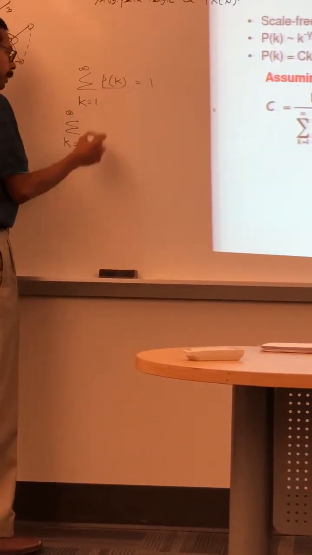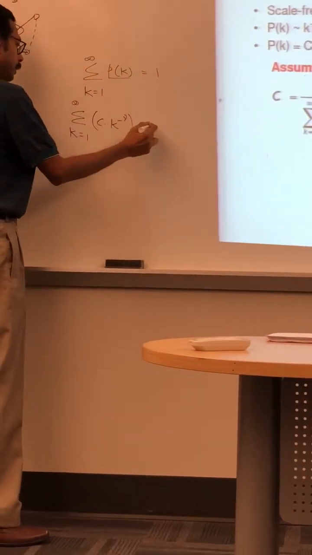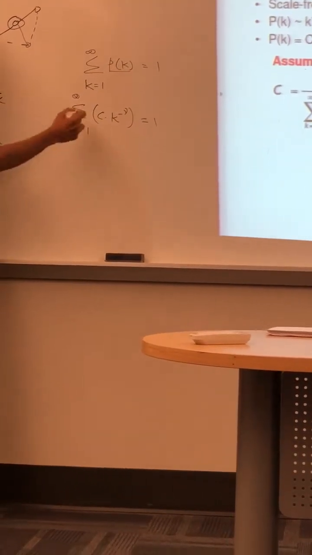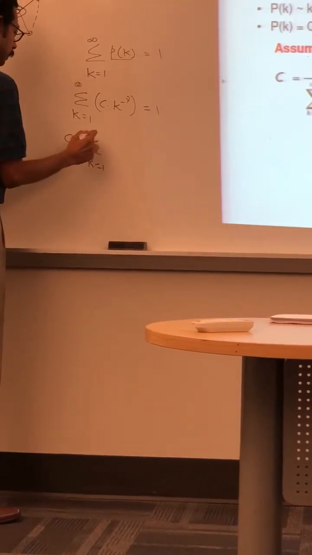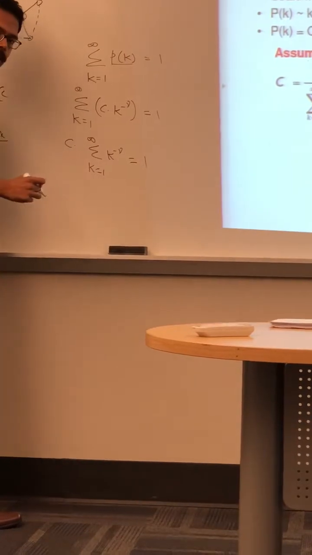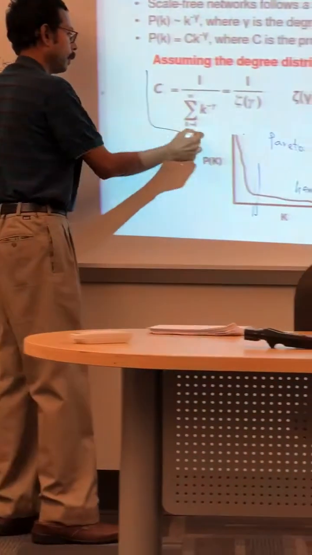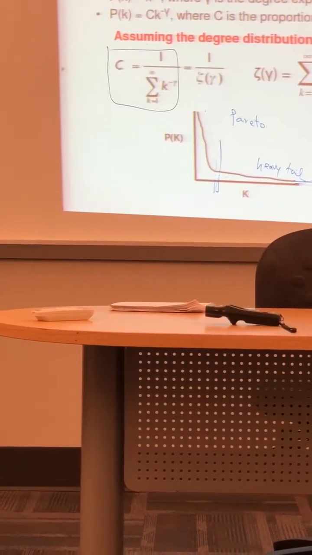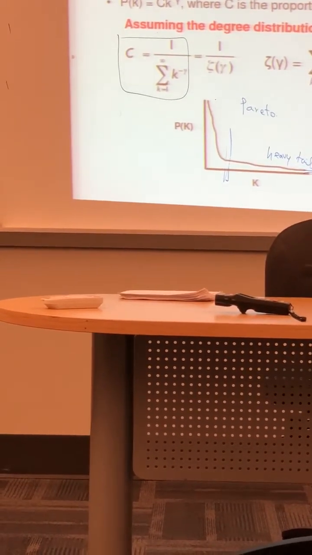What is P of k? C times k raised to negative gamma is 1. The C is a constant, so the C can be brought outside and written as C times the sum over k equals 1 to infinity of k raised to negative gamma is 1. So if you bring it to the other side, that is the formula for C: 1 over the sum over k equals 1 to infinity of k raised to negative gamma.